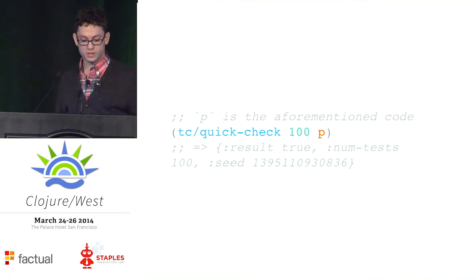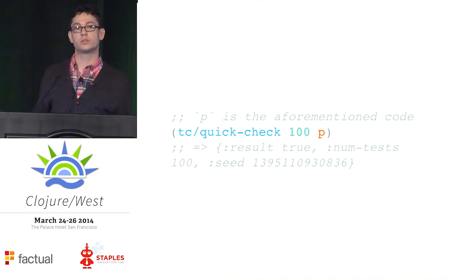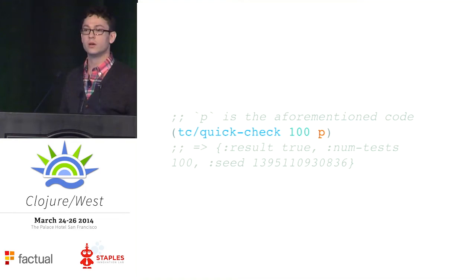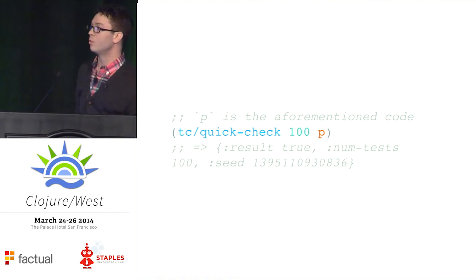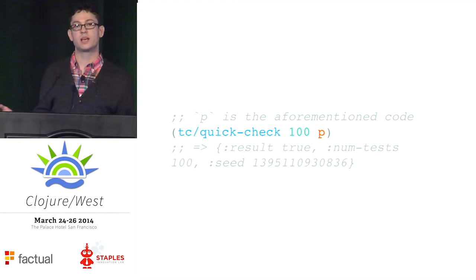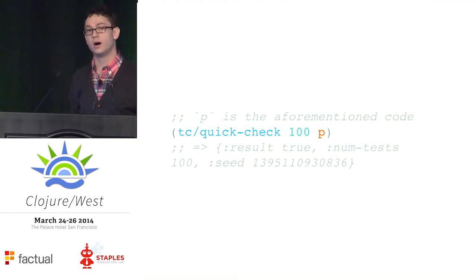So we can run this. Again, we've bound that property to P, let's say. We run it 100 times, and we get a map back, a data structure that represents the result of this test. And unsurprisingly, this test is true. We ran 100 tests, and we actually get the random number seed back. So if you want to rerun the same test with a random number seed, these tests actually are deterministic.